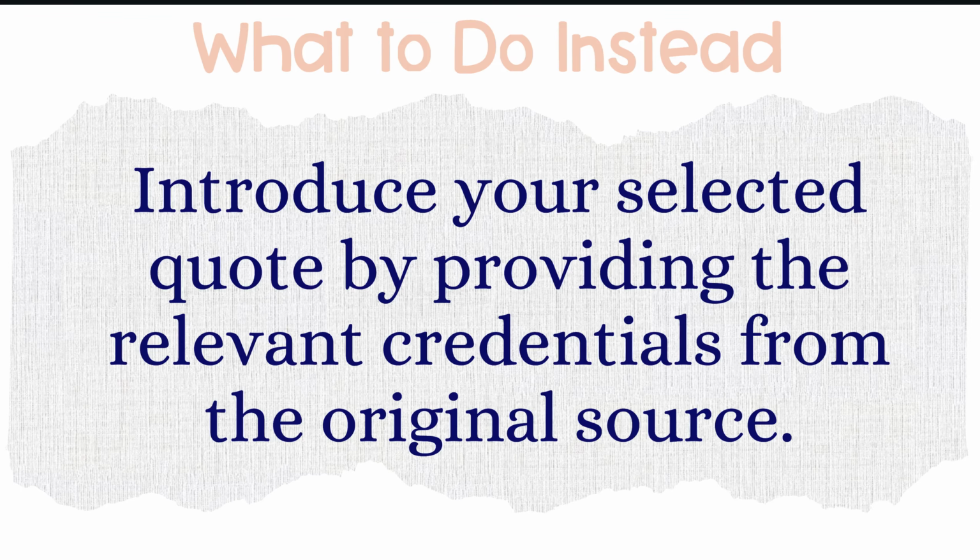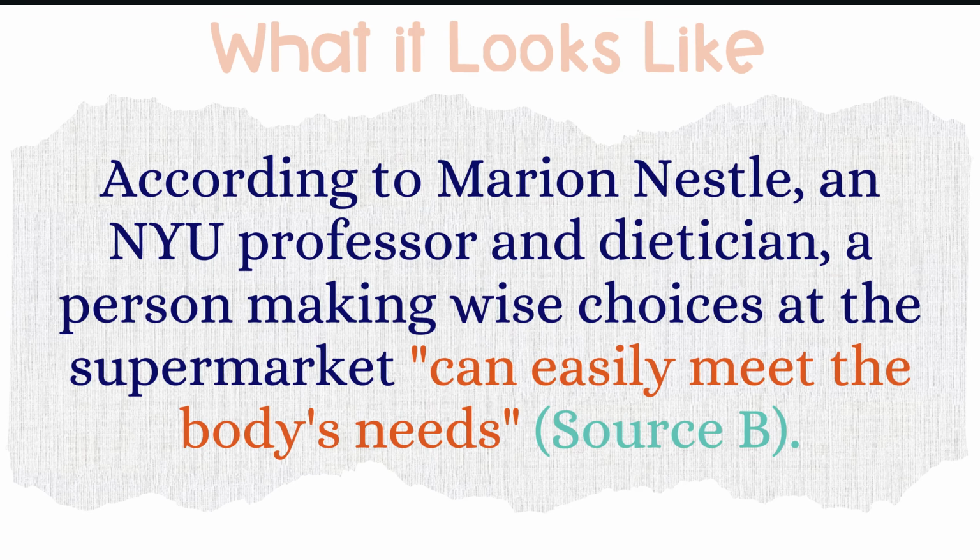Now let's talk about another way that you can avoid that according to source A introduction. So one thing to consider is that each of these sources came from somewhere else. And so because of that, you can actually introduce your selected quote by providing the relevant credentials of the original source. Let me show you what that would look like. So here's an example from that same locavore prompt. You can see that instead of saying according to source B, in this case, it says according to Marion Nestle.